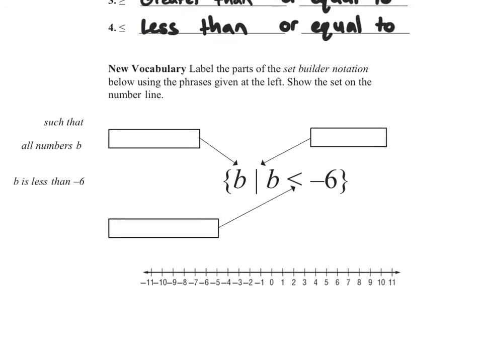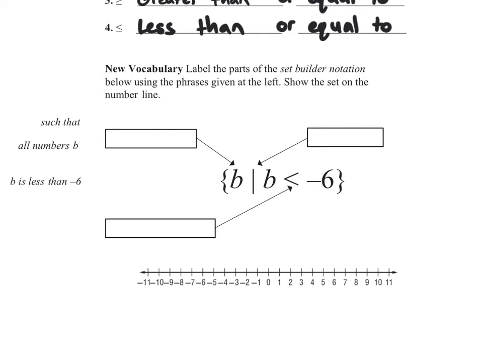So this is something here called set builder notation. We won't be using it in our course this year, but it is something that you'll see in the future. We're going to use just this part of inequalities. We will use our answers like this, where this says b is less than -6. The set builder notation is something you'll see later on in mathematics.